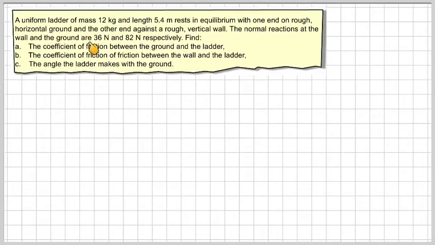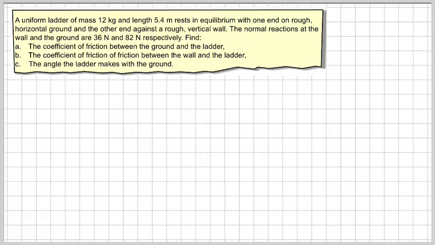A uniform ladder of mass 12 kilograms and length 5.4 meters rests in equilibrium with one end on a rough horizontal ground and the other end against a rough vertical wall. The normal reactions at the wall and the ground are 36 newtons and 82 newtons respectively. Find A, the coefficient of friction between the ground and the ladder, B, the coefficient of friction between the wall and the ladder, and C, the angle the ladder makes with the ground.